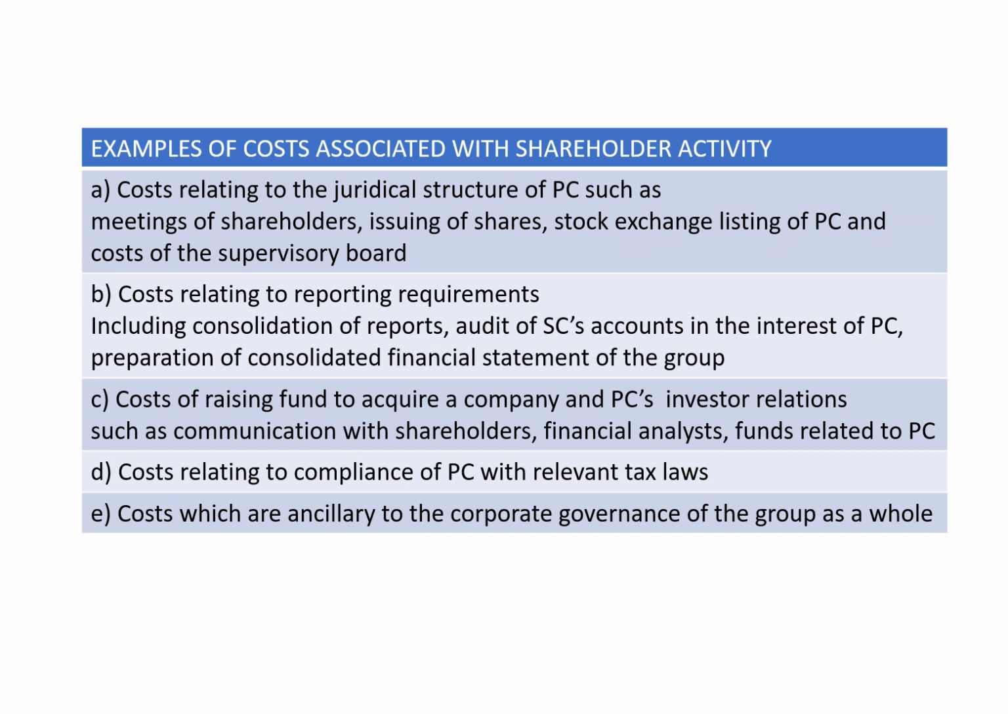So now the examples of what will be included in the range of costs associated with shareholder activity. Firstly, the costs relating to the juridical structure of PC, such as meetings of shareholders, issuing of shares, stock exchange listing of PC, and cost of the supervisory board. This is only for PC. Number 2 is costs relating to reporting requirements, like consolidation of reports, audit of SC accounts, and preparation of consolidated financial statements of the group.